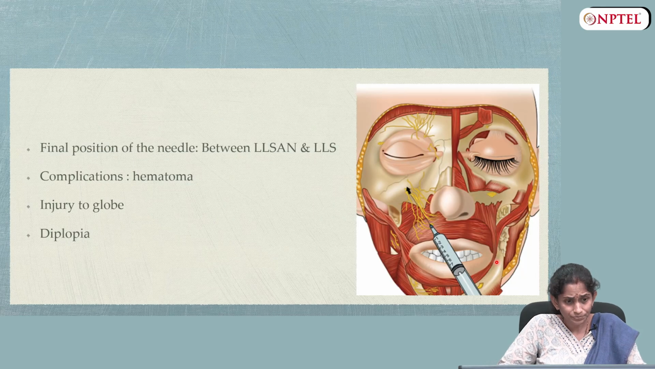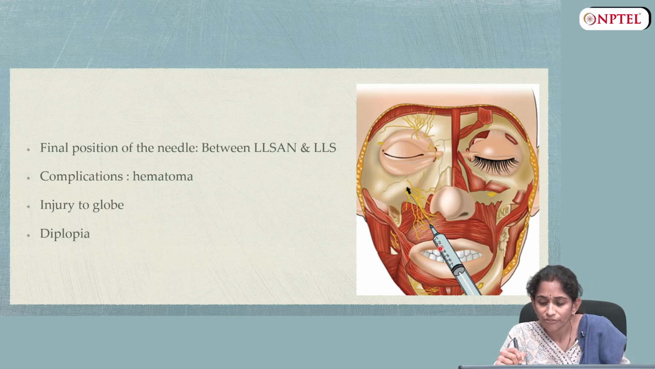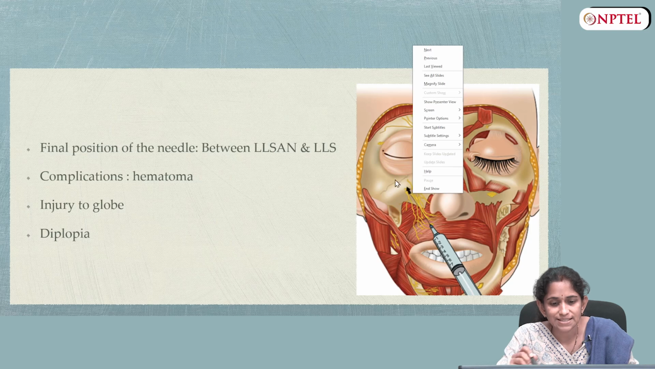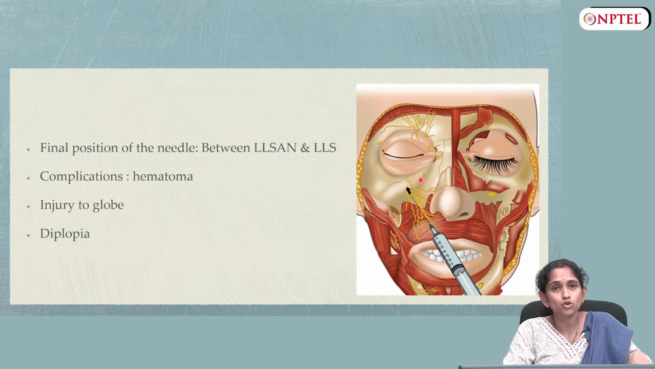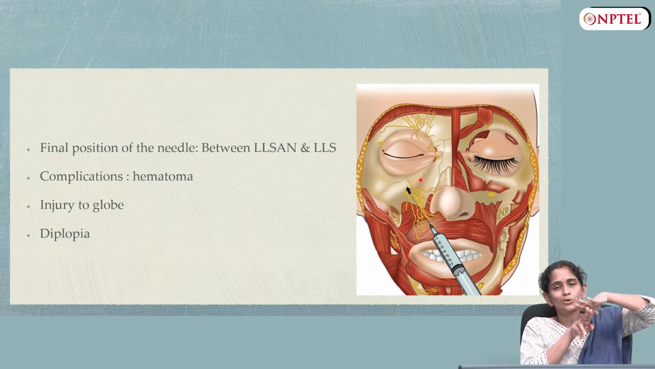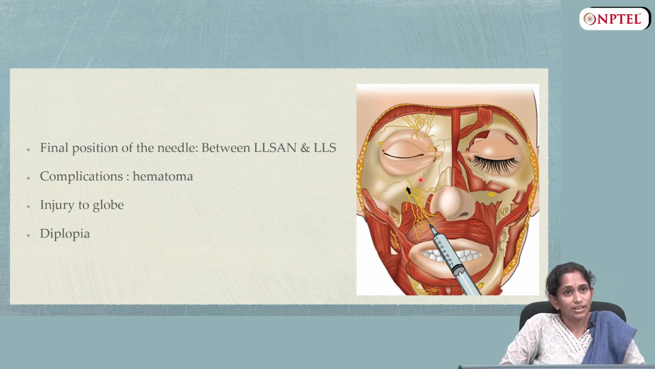Now, having seen this, where does the needle rest? The final position of the needle is between the two muscles, that is levator labii superioris alaeque nasi and levator labii superioris, and it is at the infraorbital foramen. Between these two muscles is where your foramen is located. That is where the final position of the needle is, so that we can block the nerve.